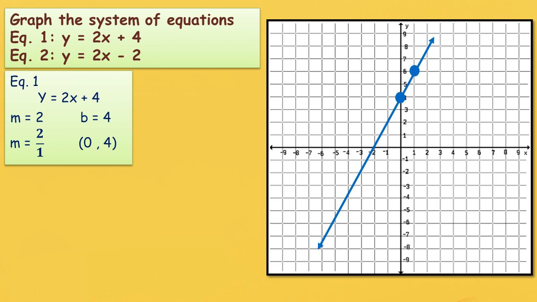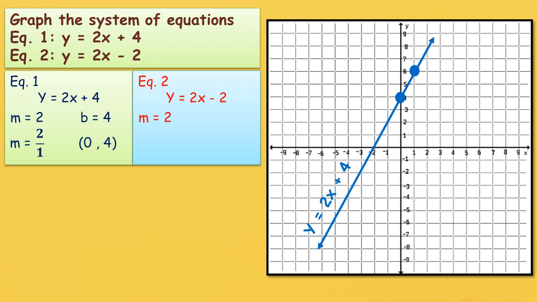And don't forget to write the name of the equation. So this is y is equal to 2x plus 4. Para alam natin na itong graph na ito ay kay y is equal to 2x plus 4. Next, let us graph equation 2. Equation 2, y is equal to 2x minus 2. Same process. Let us get the slope. Okay, kita kagad natin na ang slope ay positive 2.